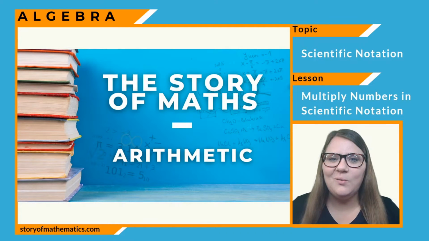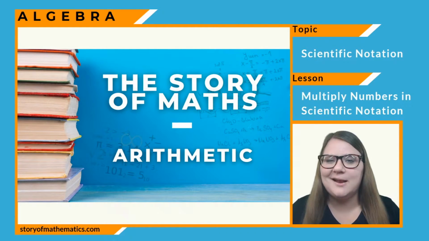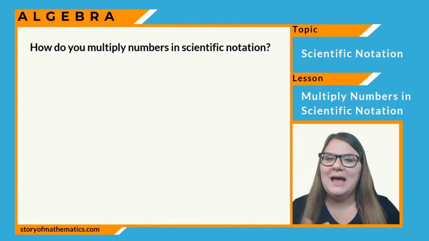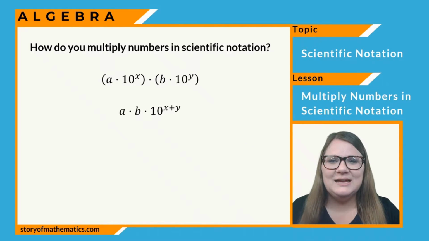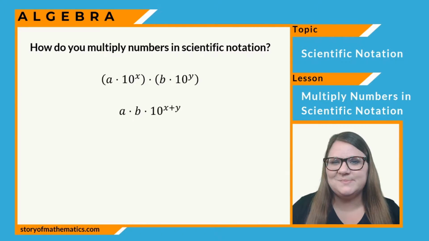Hey, in this video, we're going to multiply numbers that are written in scientific notation. So how do we do that? Well, if we have a times 10 to the x times b times 10 to the y, we're going to regroup this. We're going to do a times b, and when you do 10 to the x times 10 to the y, since they have the same base, you can just add their exponents. That's why we have 10 to the x plus y.